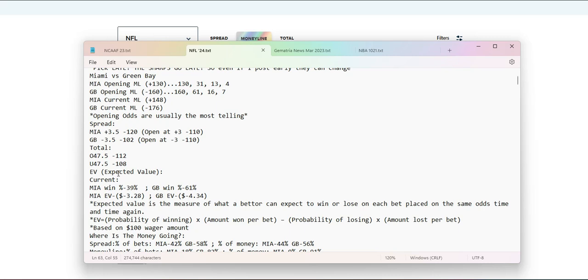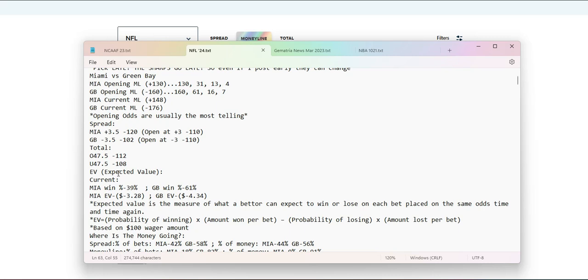The 47.5 points. Percentage of win percentages. Let's calculate expected value, but first you got to get win percentages. Plus 148 gives Miami a 39% chance to win. The minus 176 gives Green Bay a 61% chance to win, which gives them a negative $4.34 expected value. And Miami gets a negative $3.28 expected value.